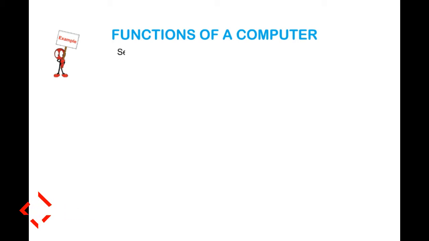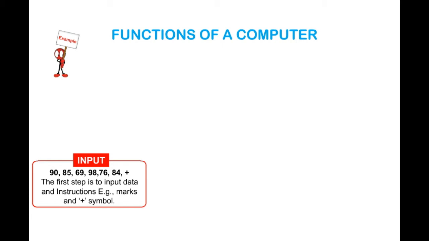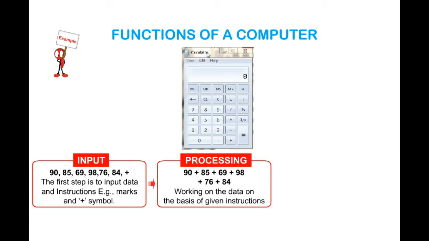Let us take another example. Suppose you want to calculate the total marks of different subjects on a computer. See how the processing takes place in a computer. The first step is to input data and instructions, example marks and plus symbol: 90, 85, 69, 98, 76, 84, plus. The next step is processing. The computer works on the data on the basis of given instructions.